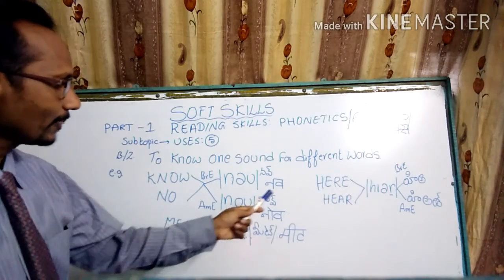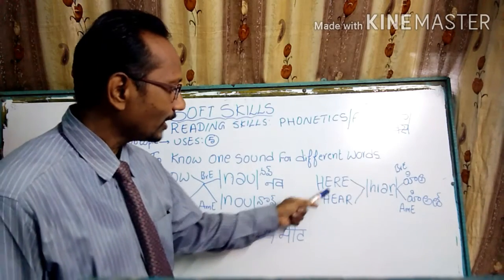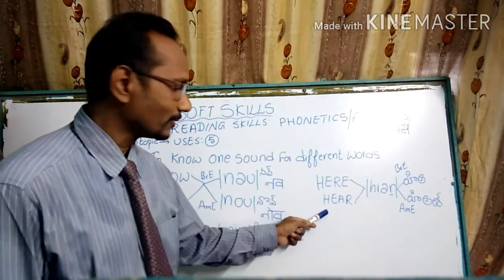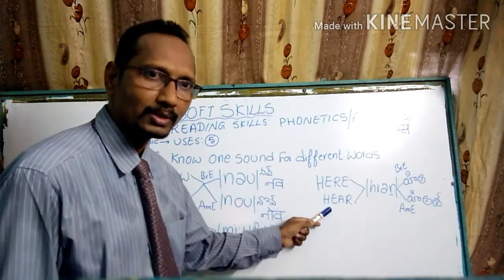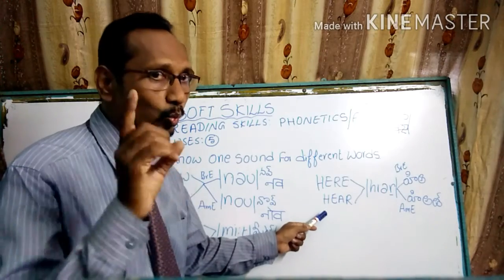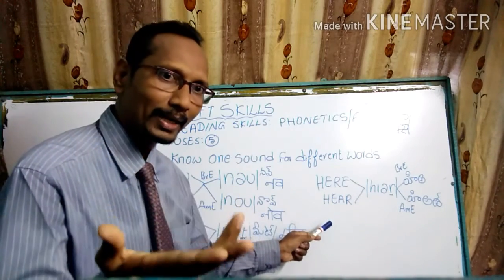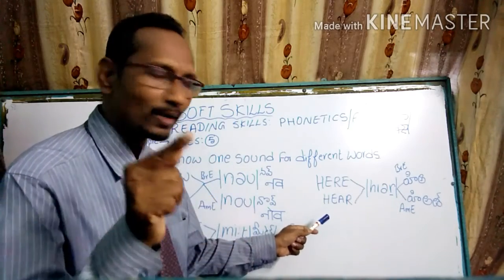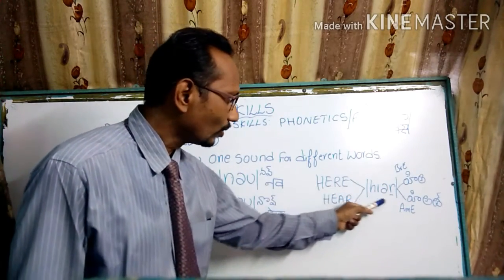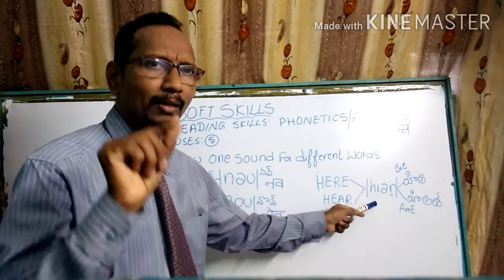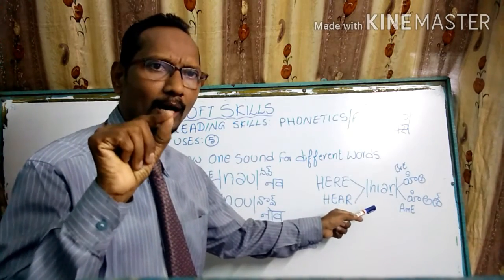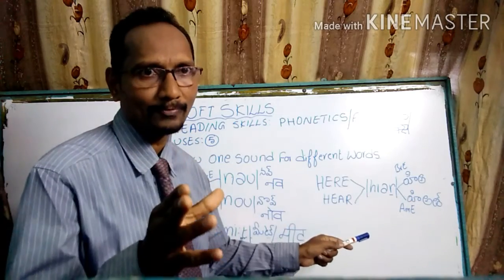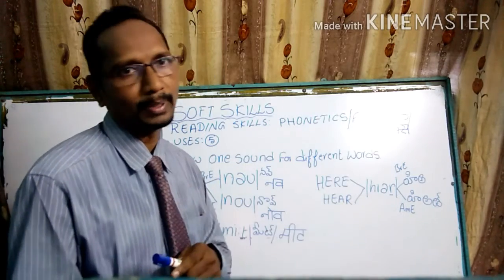The same way, H-E-R-E and H-E-A-R. These two different words are pronounced the same, either in American or British accent. Both accents pronounce them the same at the phonetic level, but when they say the letter R sound at the end of the word, it is only slightly different from American to British.